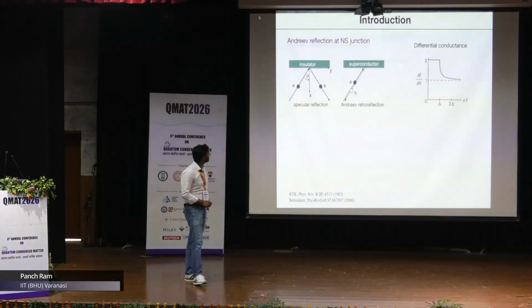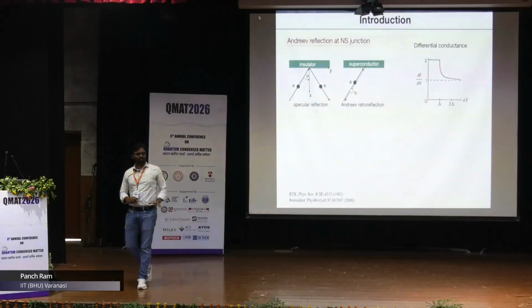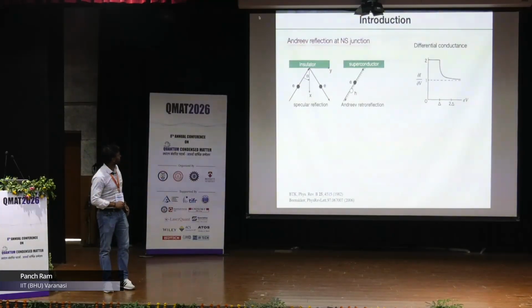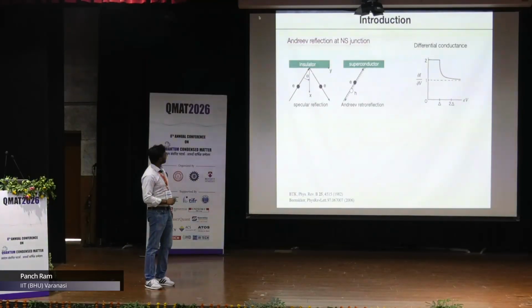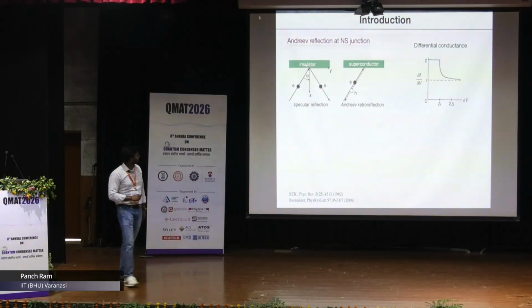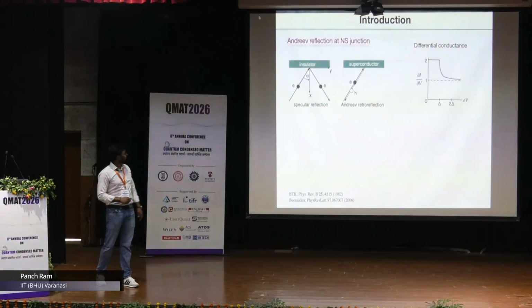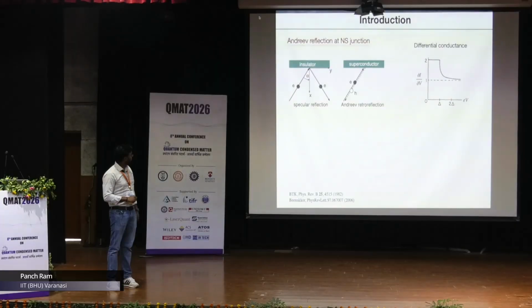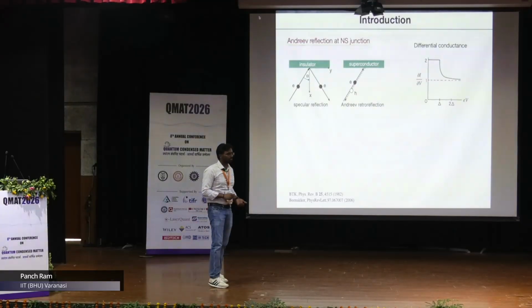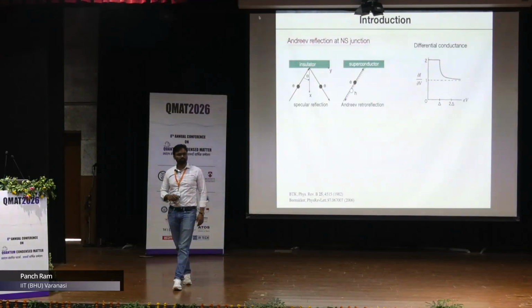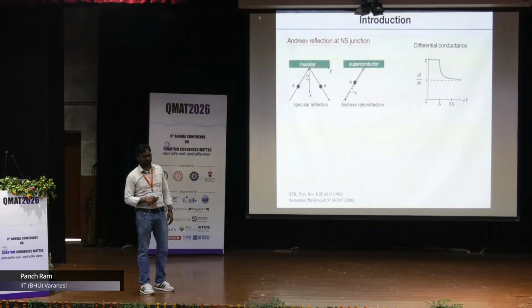To understand Andreev reflection first, suppose in this x direction there is a normal metal, and in the other half of x there is an insulator. As the insulator has a gap, if you excite an electron with a certain energy, it cannot go into the insulator, because there is a gap and no states present there. So it reflects back in a specular manner.